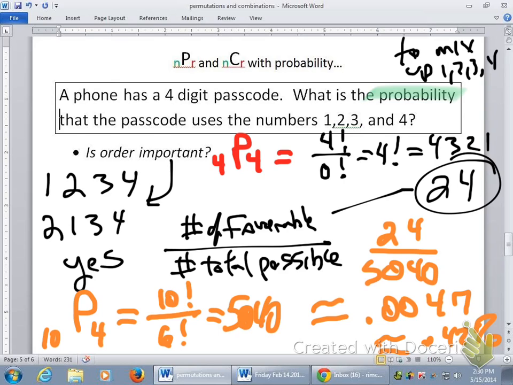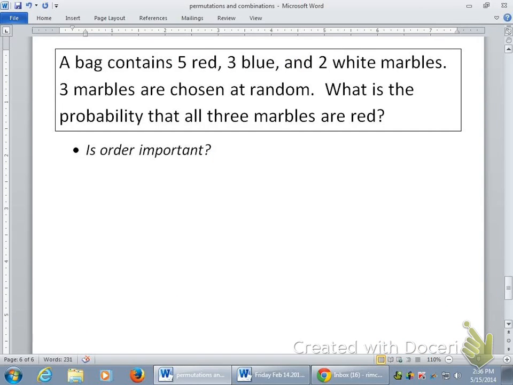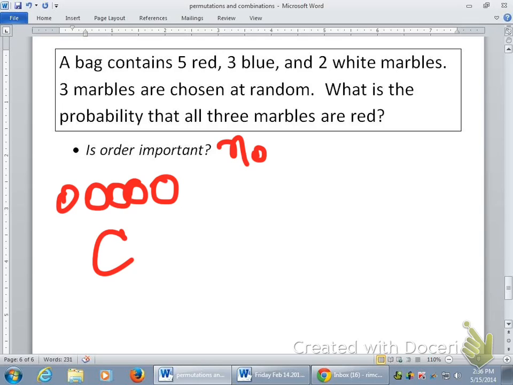All right. So as you guys recognized, these 3 red marbles, it doesn't matter. Out of my 5 red marbles in there, it doesn't matter if I pick this one, and this one, or in any order. So is order important? No, so this is a combination. How many different ways can I pick 3 red marbles?